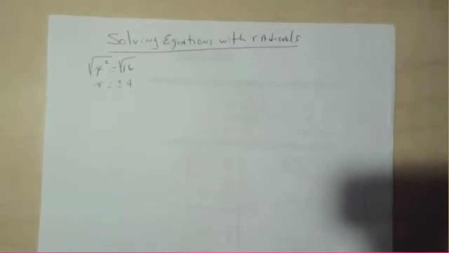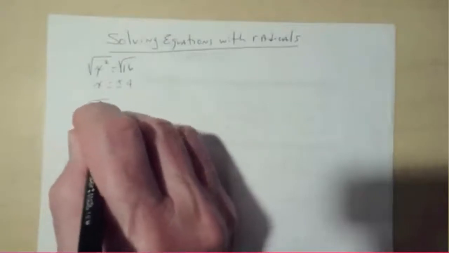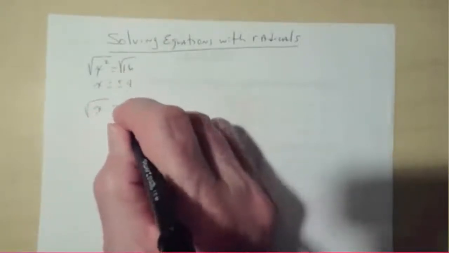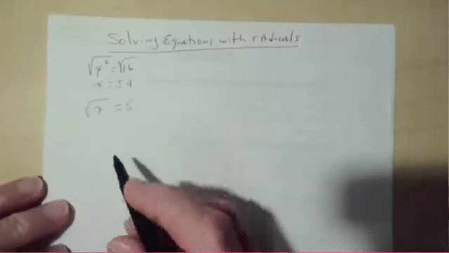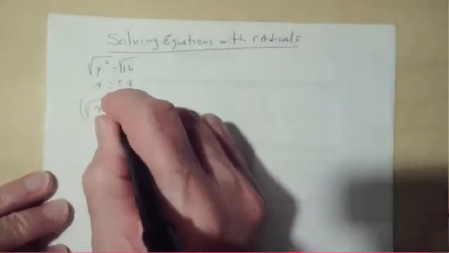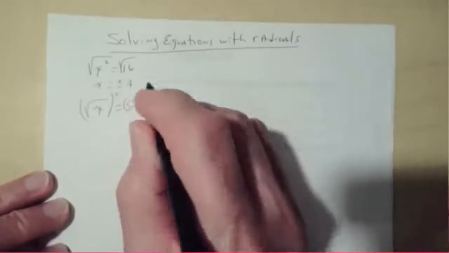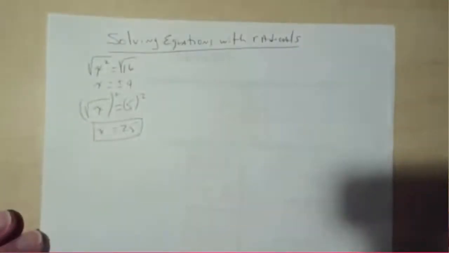Now, what if it's backwards? What if we have the square root of x equals 5? Now, how do we get rid of the radical? We square it. And whatever you do to one side, you have to do to the other side. So this is x equals 25. Okay?